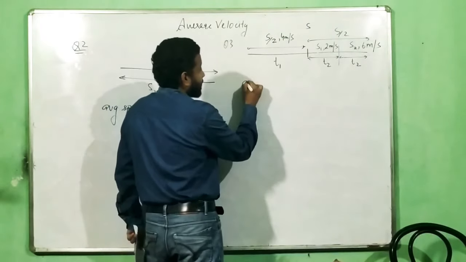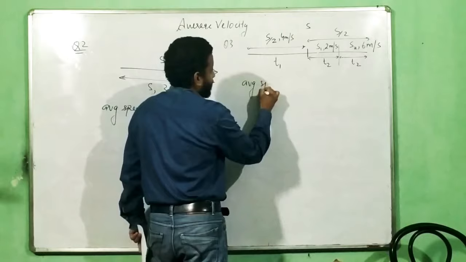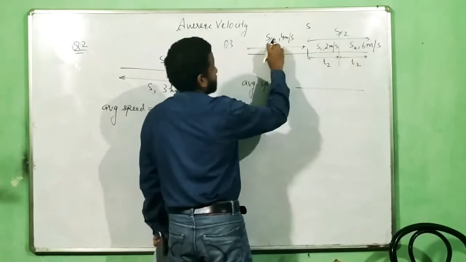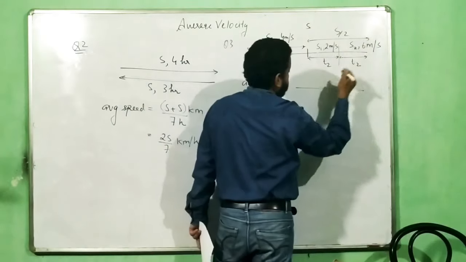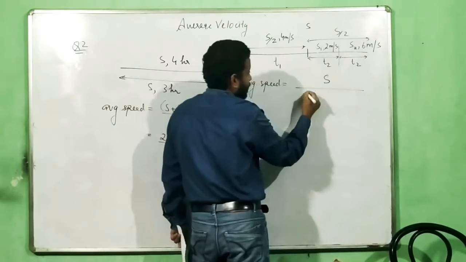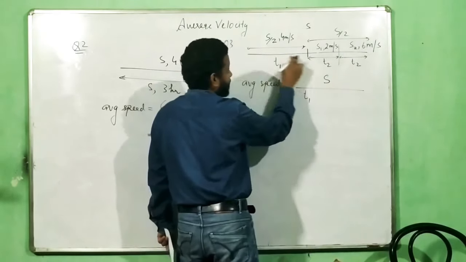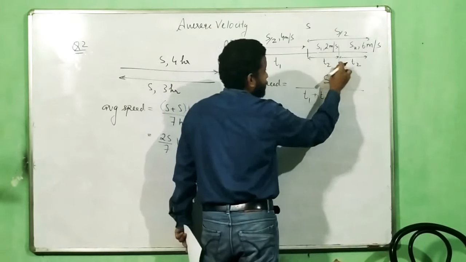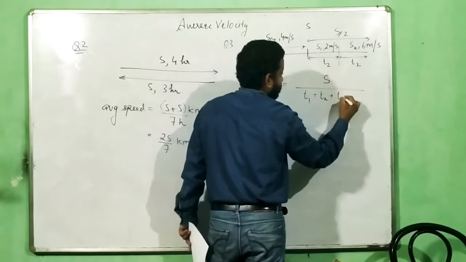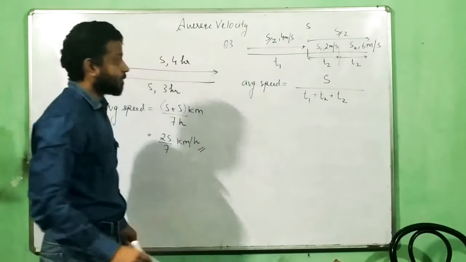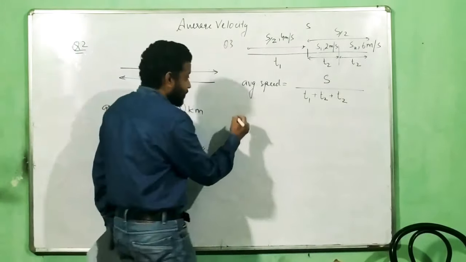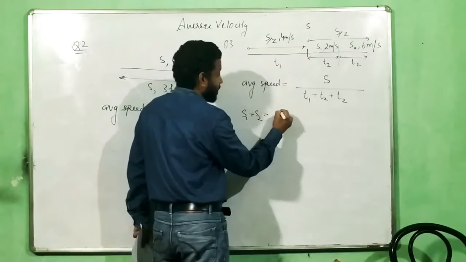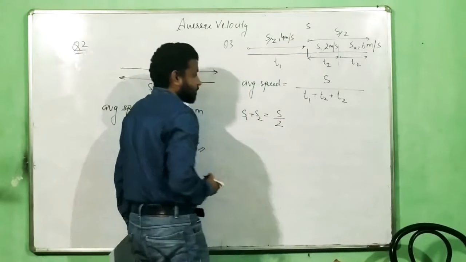We will first write the general formula. General formula of average speed is equal to total distance by total time. Total distance, of course, is S, the whole thing. Total time is t1 from here to here, then from here to here is t2, then from here to here also is t2. And let us not forget, S1 plus S2 is equal to S by 2.